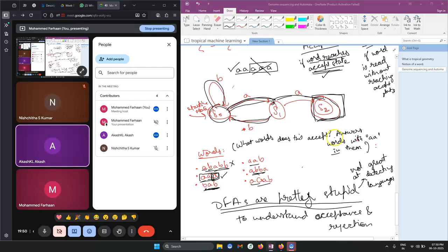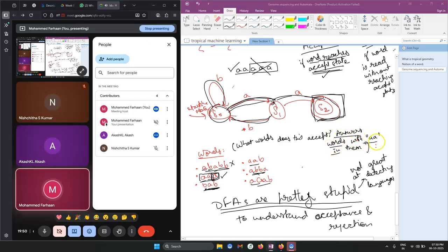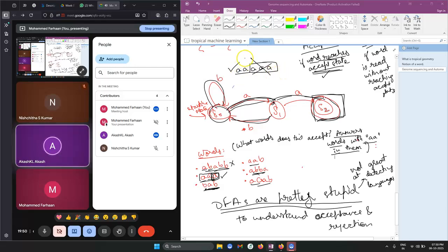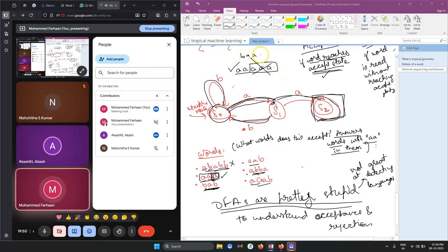And that still is in line with my answer over here, that it accepts words with a double A in them. Now I'll just take a very simple example like B, A. You'll see that this is also accepted because the first time it goes B like this, and then it goes A, and so it's accepted. What about A, B, A, like that? So A, B, A. This is also accepted. Okay?